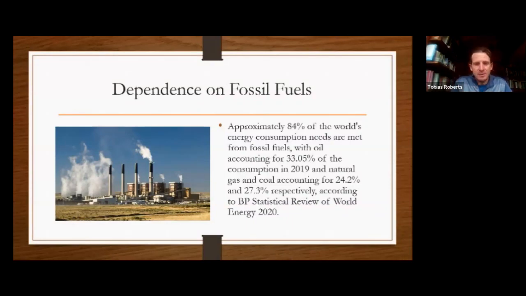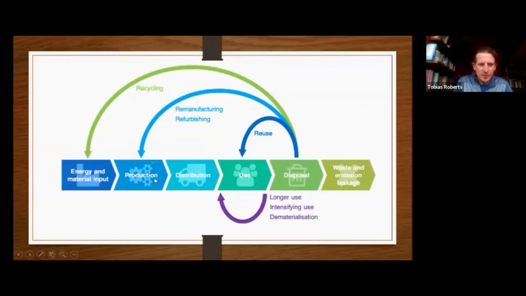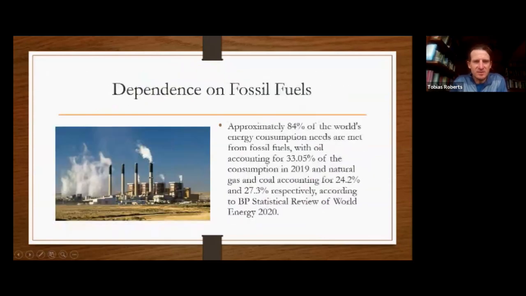Secondly, one of the main problems with this linear model of economics is that it's completely, within the last 200 years, this intensification of economics, the globalization of economics, the compounded growth of our economic system has been completely dependent on fossil fuels. So approximately 84% of the world's energy consumption today is met from fossil fuels. Oil accounts for 33%, gas and coal 24 and 27%. And the reality is, one, that is coming to an end. Those materials are not infinite; they're finite.